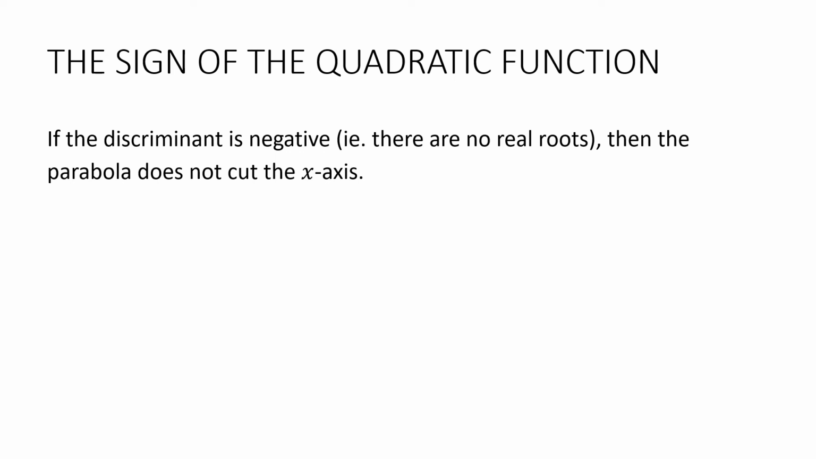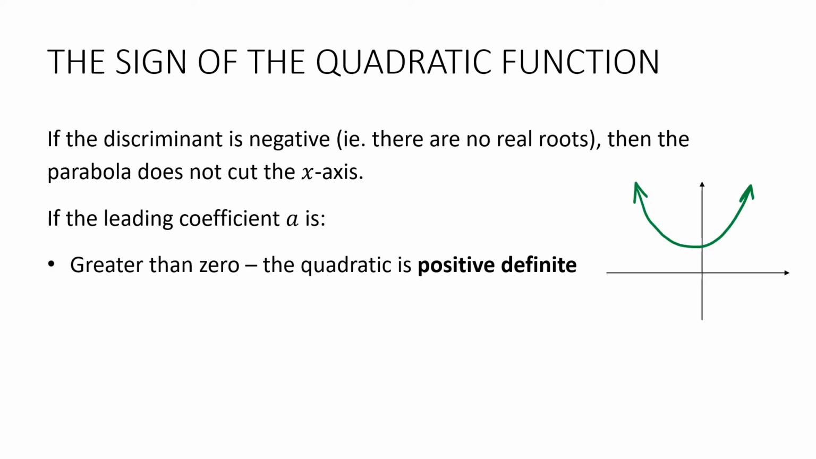If the discriminant is negative, then there are no real roots, there are no x-intercepts. The parabola doesn't cut or even touch the x-axis. Furthermore, if the leading coefficient a, so that's the coefficient of x squared, is greater than 0, the quadratic is called positive definite, because the leading coefficient being greater than 0 means it's concave up. The discriminant being negative means it never touches the x-axis. So for every y value, this quadratic function is positive.